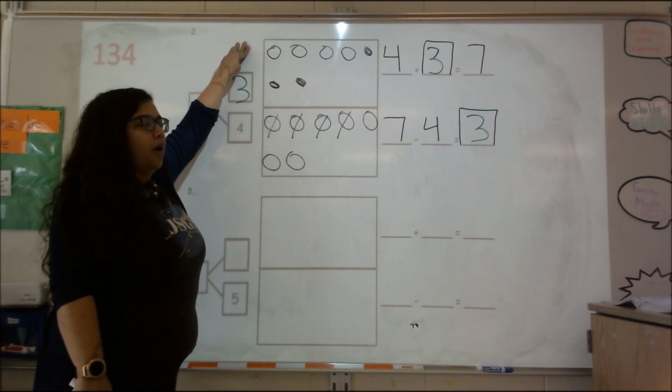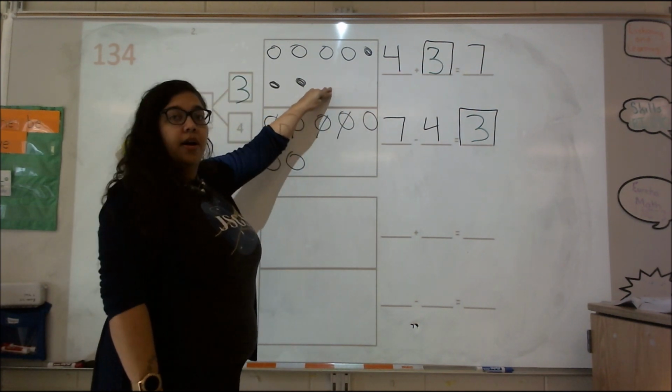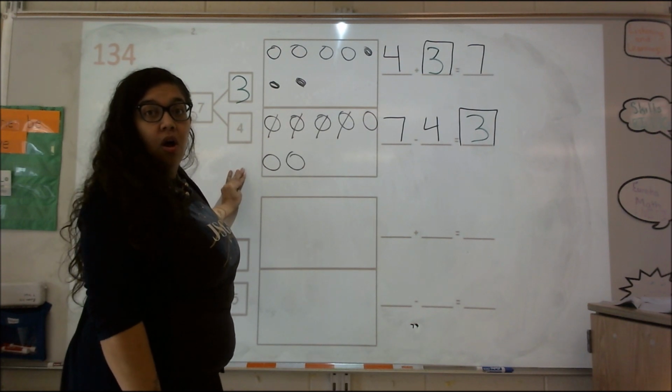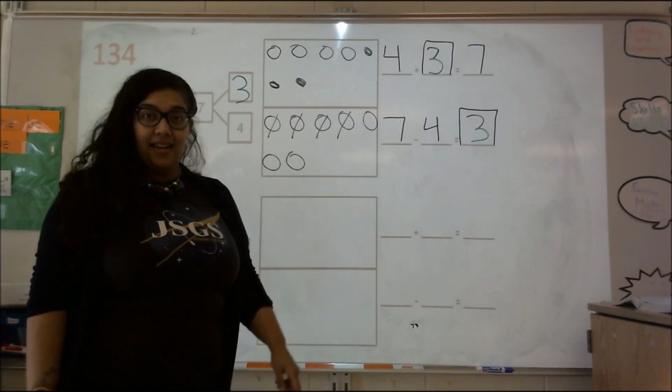We started with a part. We knew our whole, and we used that to find the missing part. This time we started with the whole. We took away the part we knew to find the part we didn't.